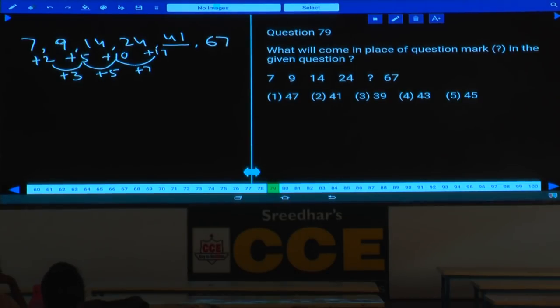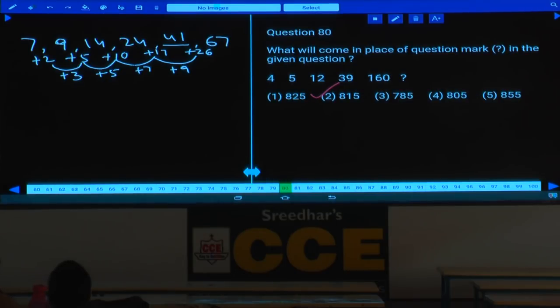41. Next, the differences 3, 5, 7, and the next one must be 9. 17 plus 9 is 26, hence 41 plus 26 is 67. Tell me what is the number missing here: 41, that is given in choice 2. Question number 79, choice 2, 41.